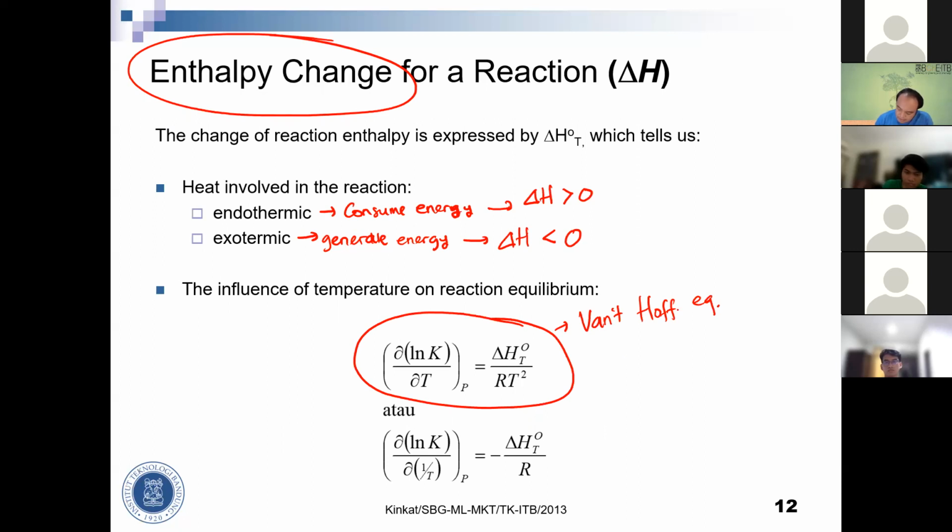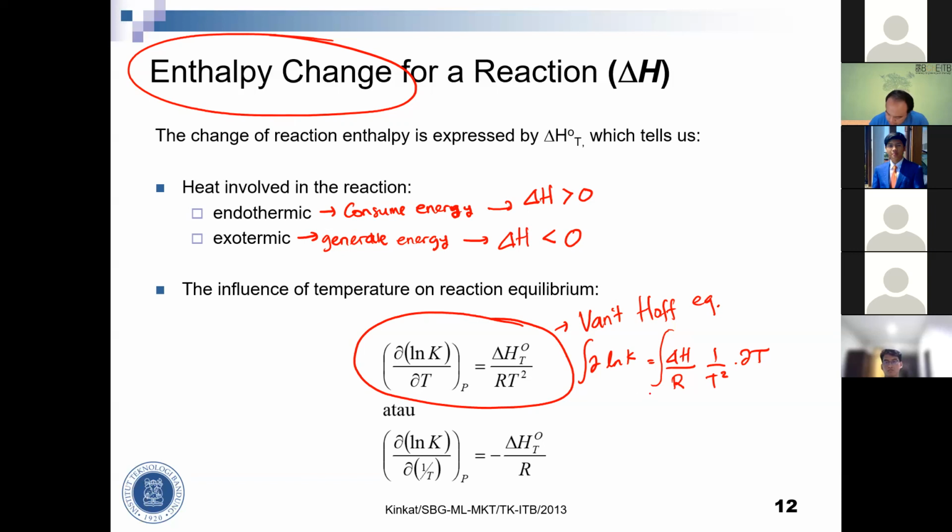So from here, we have d ln K equals delta H over R times 1 over T squared dT. If we integrate both sides, from the standard temperature, this is K standard, until T, so this is K at T.